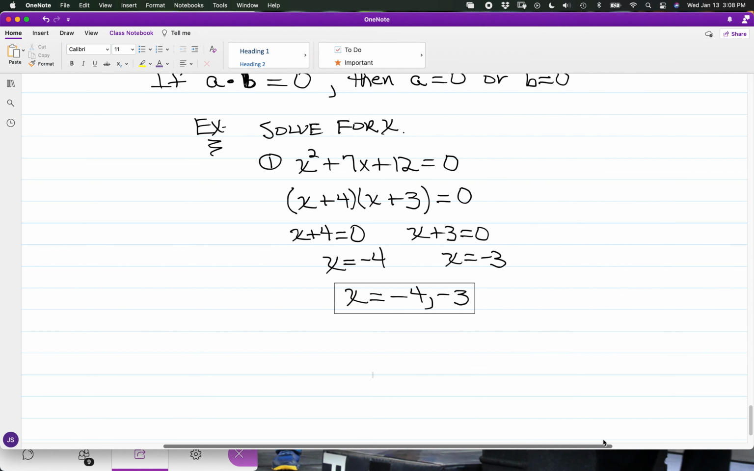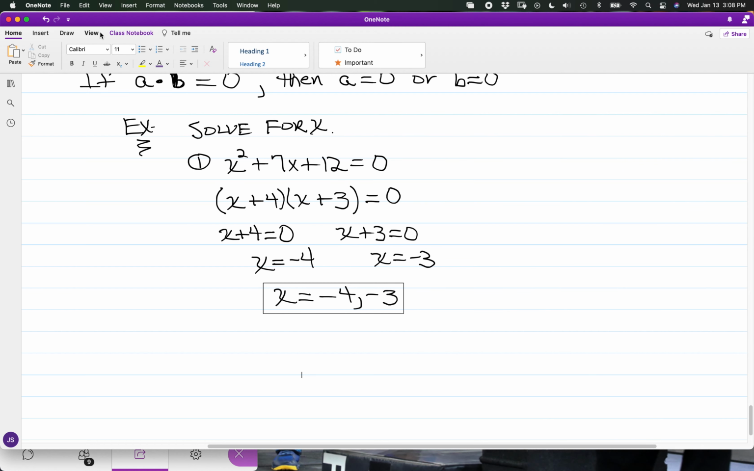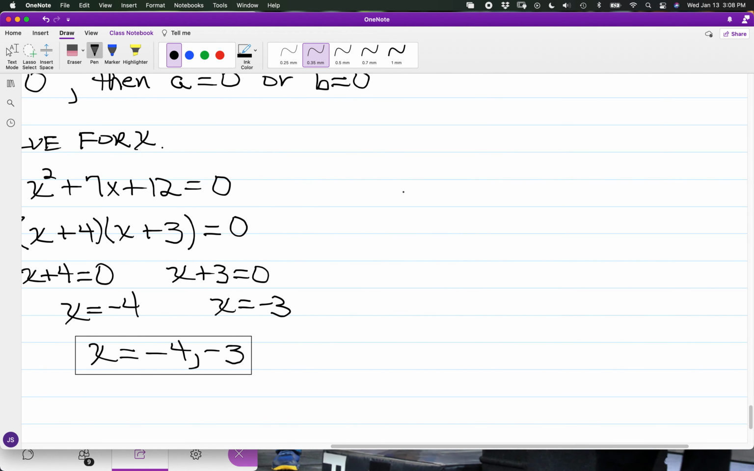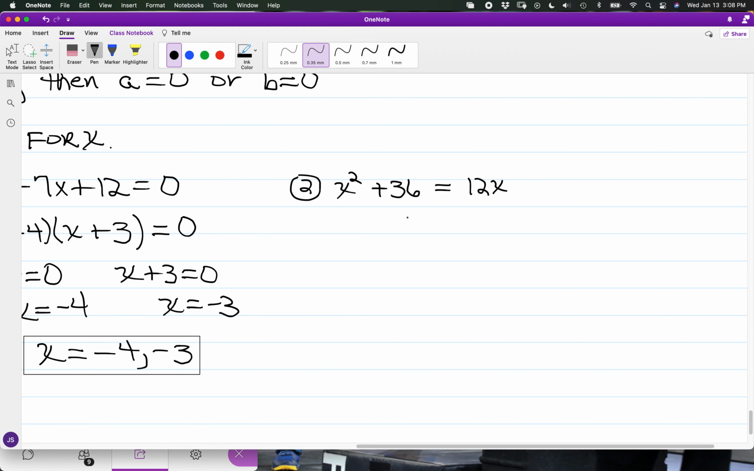And let's say that we have a second case. Let's say we have an equation that is quadratic, but it is not yet in standard form. We'll say that we have, for this one, x squared plus 36 is equal to 12x. Again, you're looking at the values of x such that x squared plus 36 is equal to 12 times x.